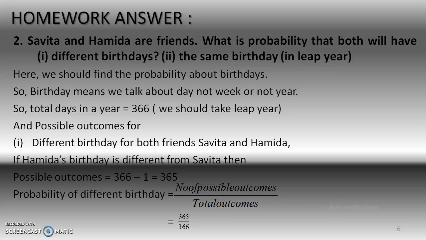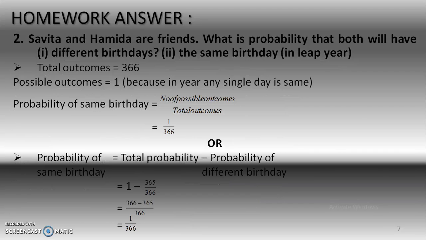And possible outcomes for the first, different birthdays for both friends, Savita and Hamida. If Hamida's birthday is different from Savita's, then possible outcomes equals 366 minus 1, because total days are 366 and a single day is the same. So 366 minus 1 equals 365. So the probability of different birthday equals number of possible outcomes divided by total outcomes, equals 365 divided by 366.